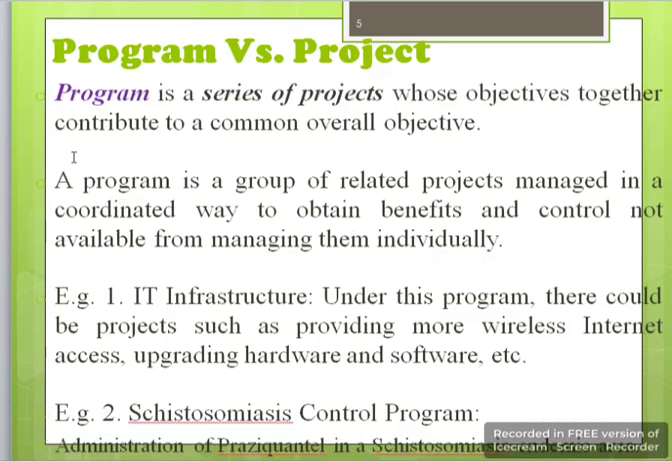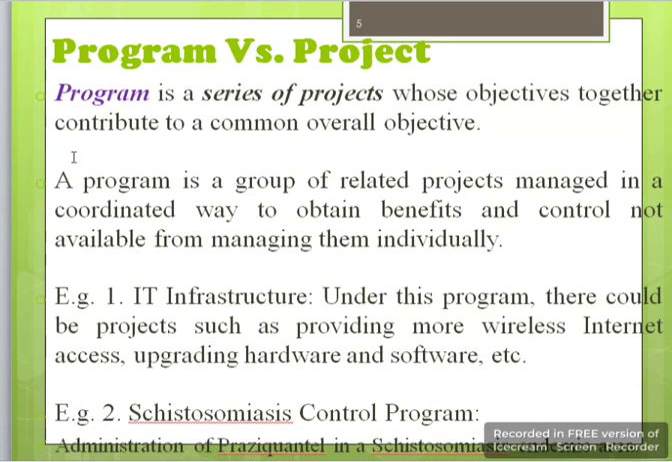Program versus project. A program is a series of projects whose objectives together contribute to a common overall objective. A program is a group of related projects managed in a coordinated way to obtain benefits and control not available from managing them individually. For example, one: IT infrastructure. Under this program, there could be projects such as providing more wireless internet access, upgrading hardware and software, etc. Example two: Schistosomiasis Control Program, administration of praziquantel in a schistosomiasis endemic area.